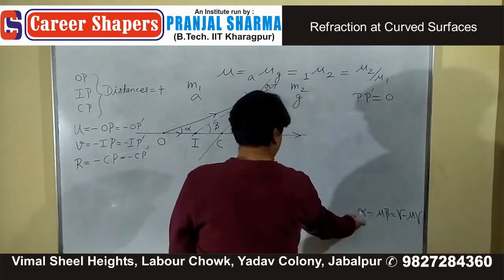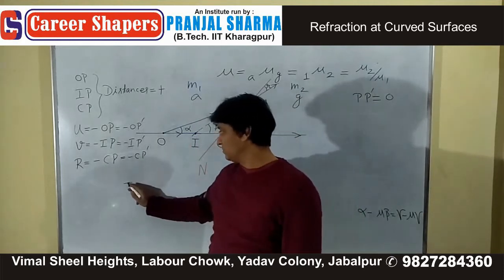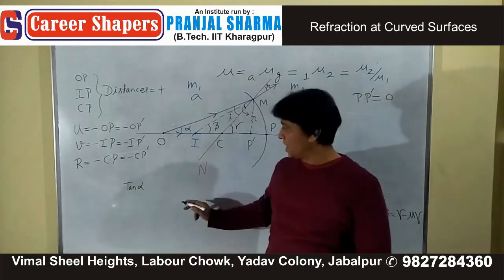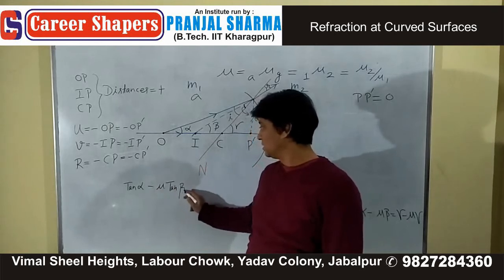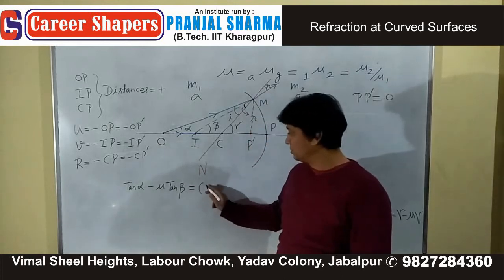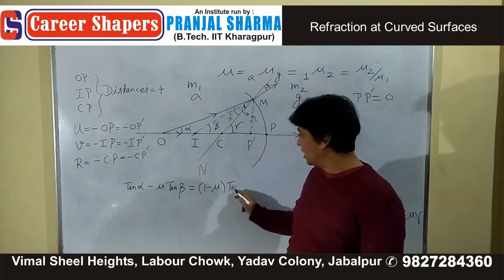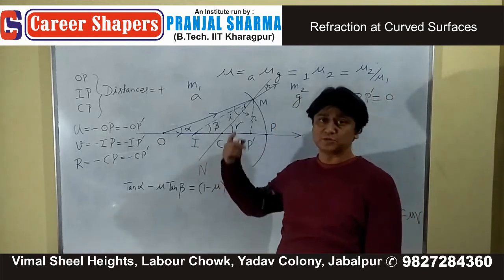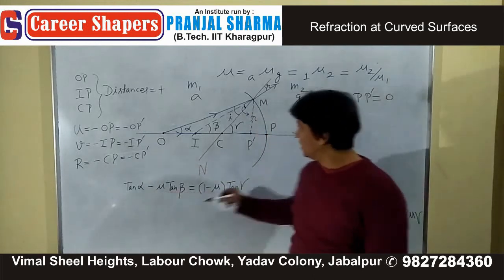So, we can write this equation in this form. Tan of alpha minus mu times tan of beta equals to 1 minus mu into gamma, which is tan of gamma. All the angles are small, and therefore sine theta becomes theta, tan theta also becomes theta. Now what is tan alpha?